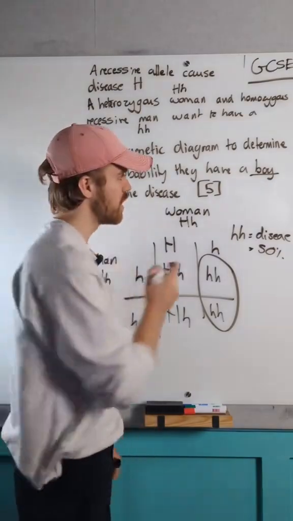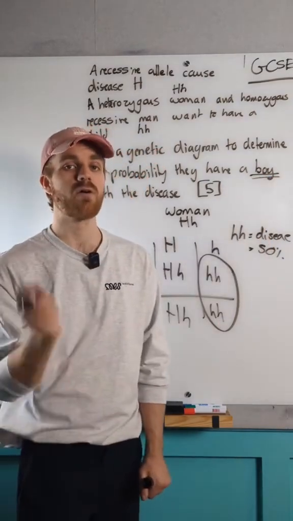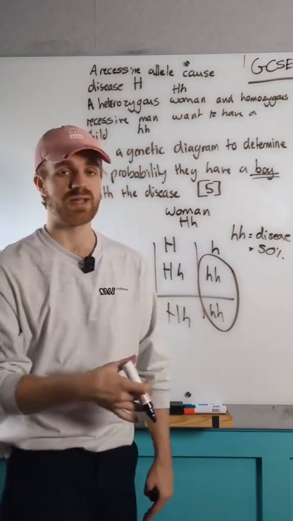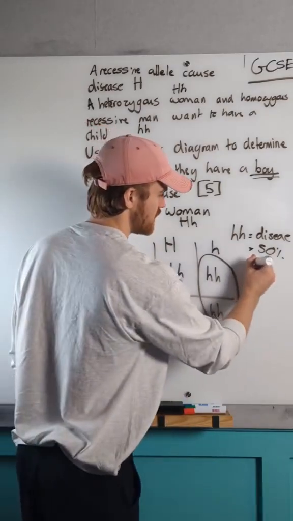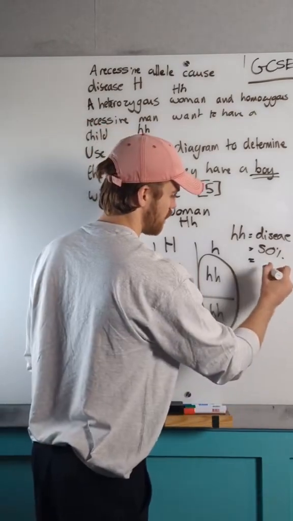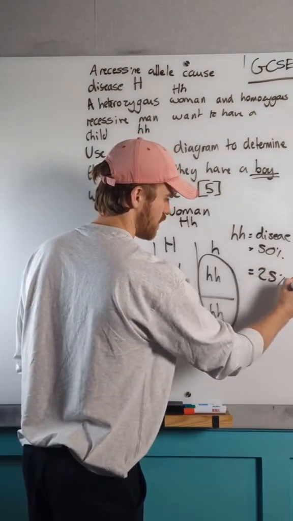The 5th and final mark comes from recognising this little part here, the probability that they are a boy with the disease. So the probability that the offspring is a boy is 50%. It's 50-50, boy or girl. So what I then need to do is multiply my 50% by a half again, and we get our final probability is equal to 25%.